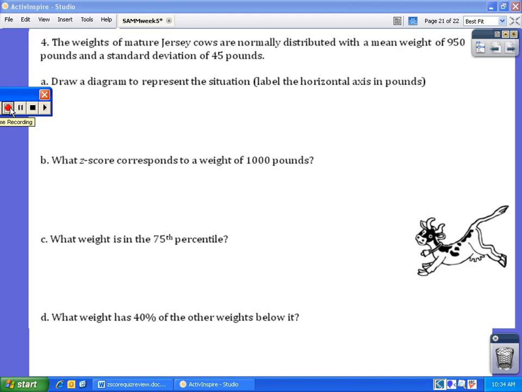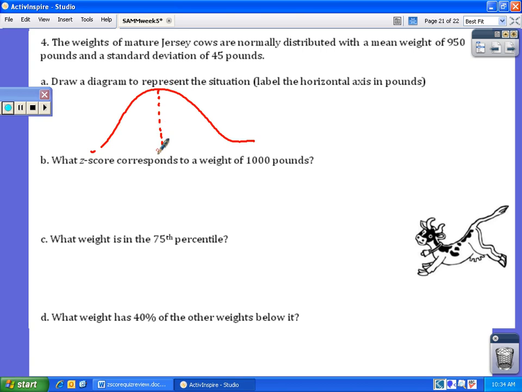The weights of mature Jersey cows are normally distributed with a mean weight of 950 pounds and a standard deviation of 45. So we start by drawing a diagram to represent the situation. Remember, my mean is exactly in the middle, 950 pounds. One standard deviation to the left would be 905, another to the left would be 860, and then a third to the left would be 815.